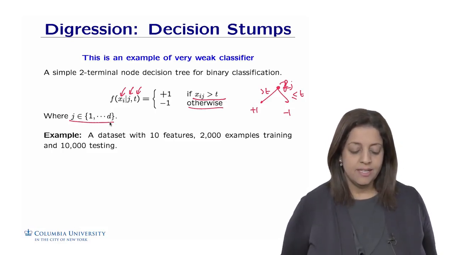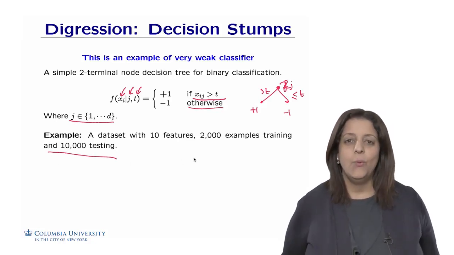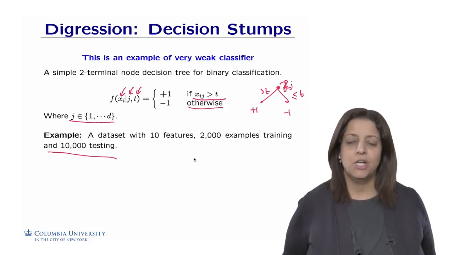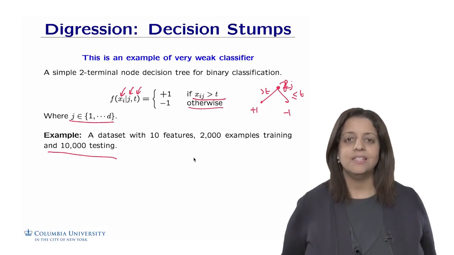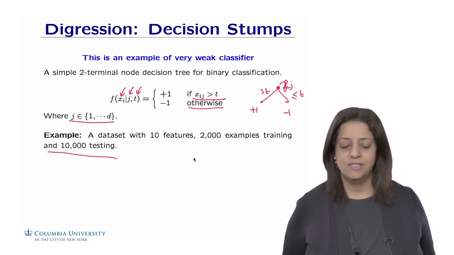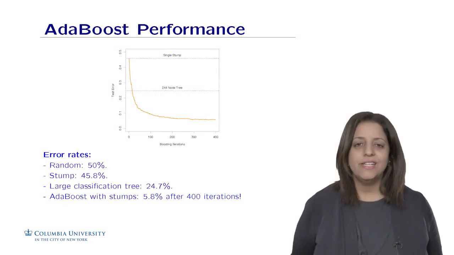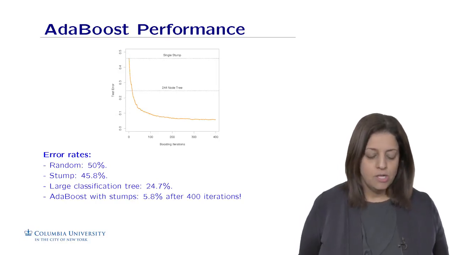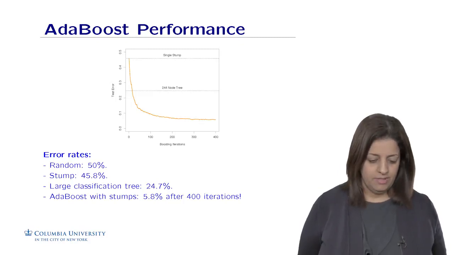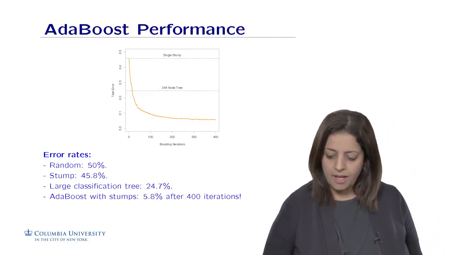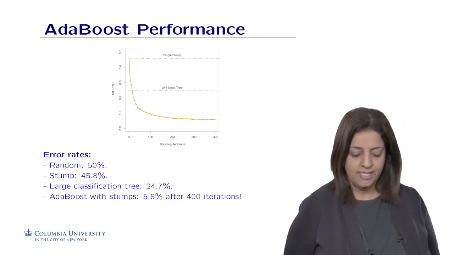Suppose we have a data set of 10 features, 2,000 examples for training and 10,000 examples for testing. We're going to compare the performance of decision stumps when they are taken individually as compared to a random classifier and as compared to a classifier that is actually boosted, a boosting of those weak decision stump classifiers. So let's compare the performance of AdaBoost to a random classifier, to a decision stump, and to a large classification tree. As you can see in this figure, we have a plot of the test error with respect to the number of iterations in the boosting, right?